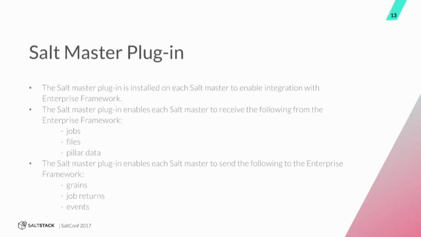Of course, there's encrypted pillar, and so on and so forth, but effectively the Salt Master plugin provides these 3 things back to the enterprise framework: the job details, the files that are available in it, and the pillar data. And then from your masters, you're returning the grain details as well as all of your job return data and any events that happen.